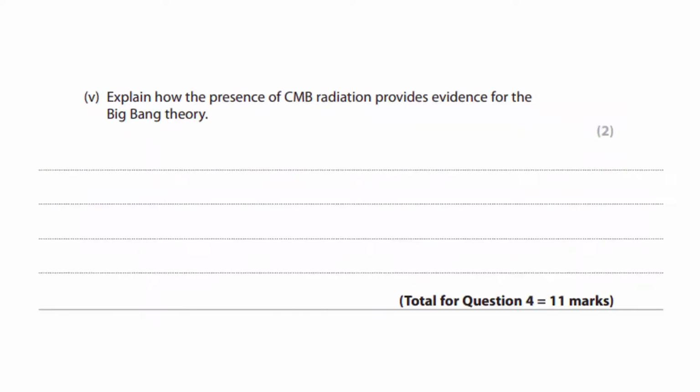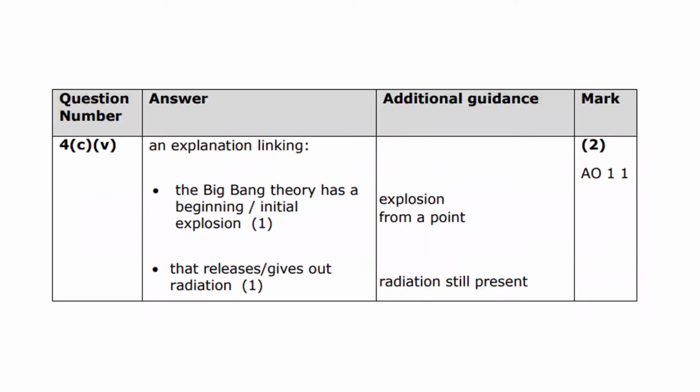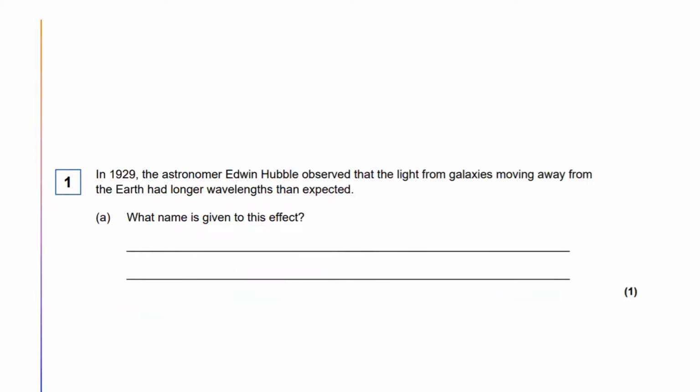Explain how the presence of CMB radiation provides evidence for the Big Bang theory. So we're just putting the two things together that we've been talking about. The Big Bang theory has a beginning, or initial explosion, so an explosion from a point that releases or gives out radiation. So the radiation is still there, all over the sky, it's still there. Okay, other things in a similar vein, but these are asked in a different way.